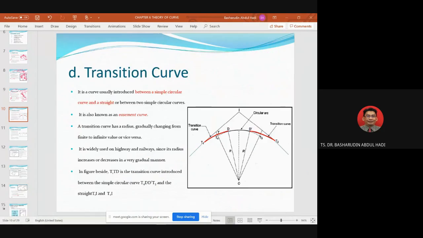Next we have the transition curve, number 4. So we are still in the horizontal curve.